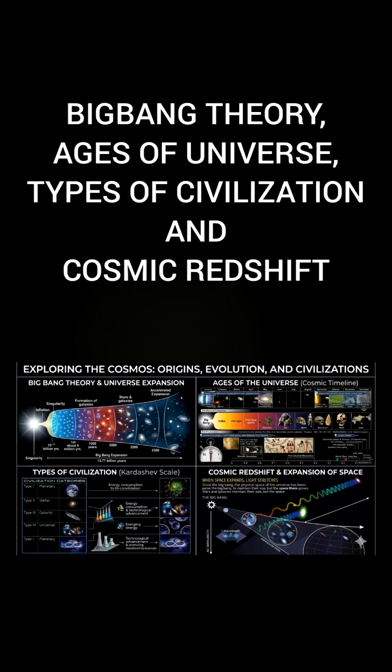2. The Big Crunch. If there is enough matter, gravity eventually halts the expansion and pulls everything back together into a final singularity. 3. The Big Rip. If dark energy, the force driving expansion, becomes strong enough, it could eventually tear galaxies, stars, and even atoms apart.